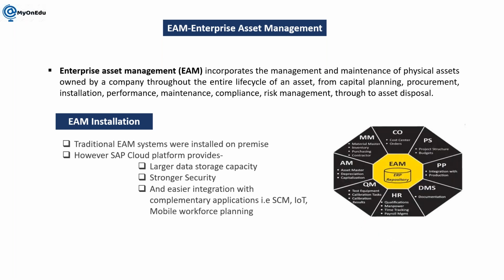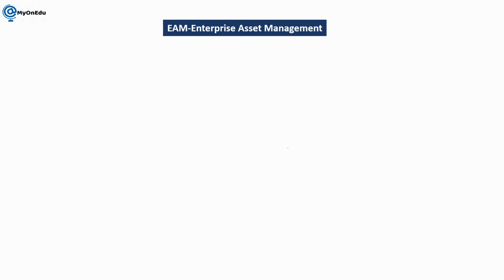For the EAM process, the activities and transactions I've explained involve different modules. Project System, PP, DMS, HR, QM, AM and MM are all integrated with your EAM. So let's go forward to understand this more clearly.